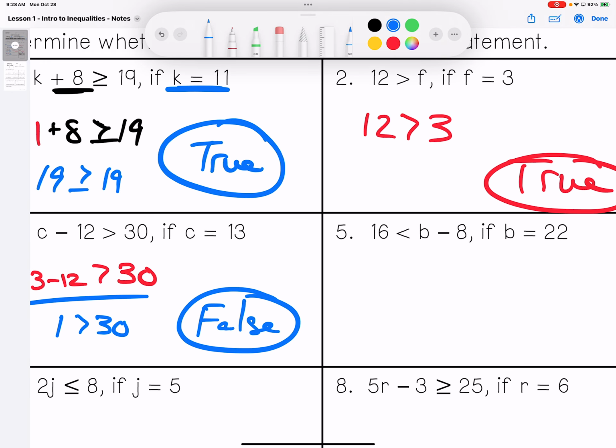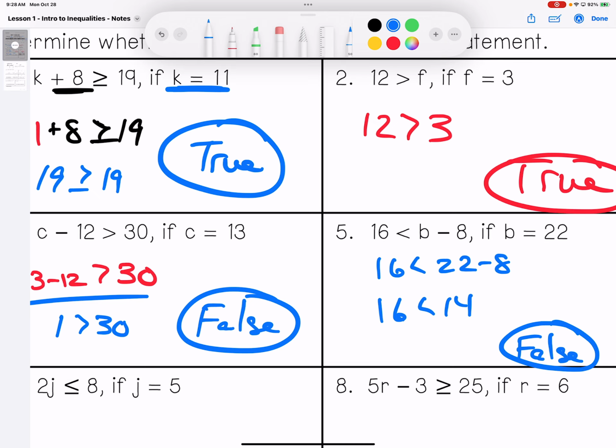Number 5. 16, is it less than 22 minus 8? 16 is less than 14. Is 16 less than 14? No, it is not. So that one is false. Again, why did I not put this in parentheses like that? Because what number would be butted up next to it? A 1. And so 1 times any number is itself.